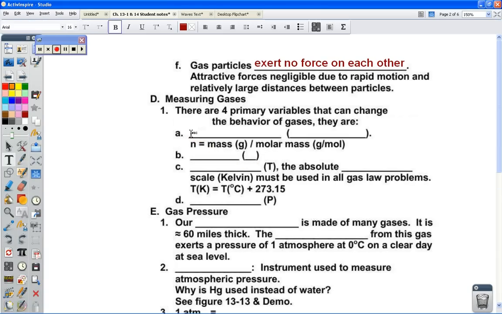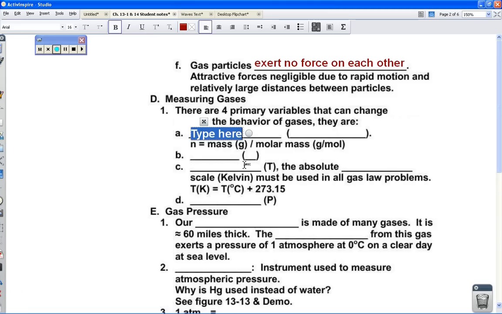There are four primary variables that can change the behavior of gases. They are the amount of the gas, also known as the number of moles, or n. We're going to see n as the variable for this. That's the amount of the gas.